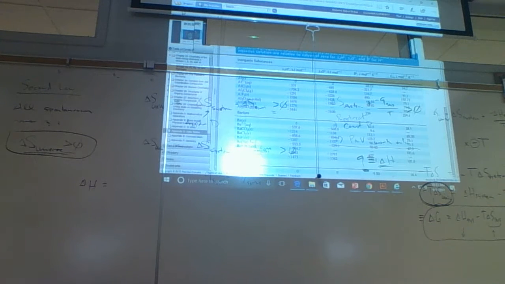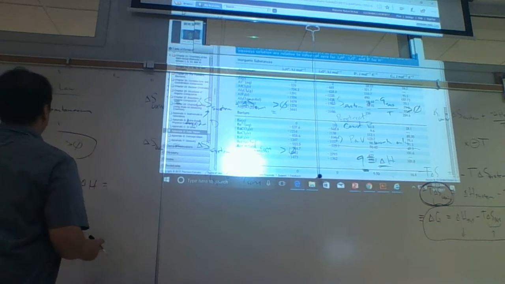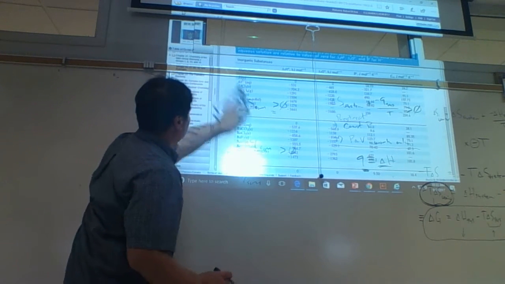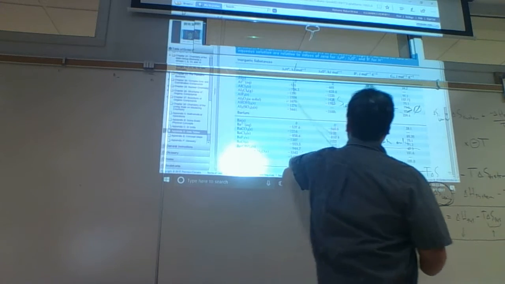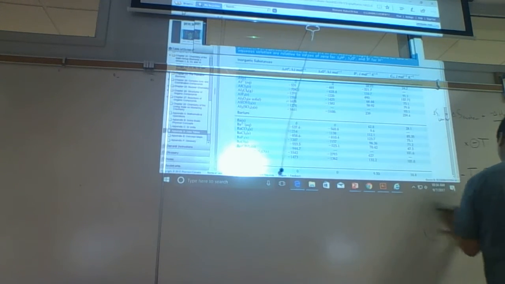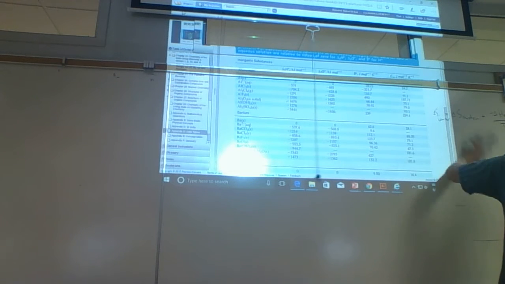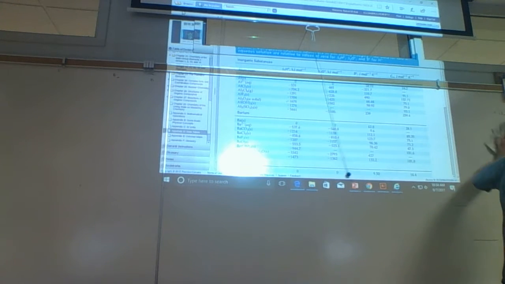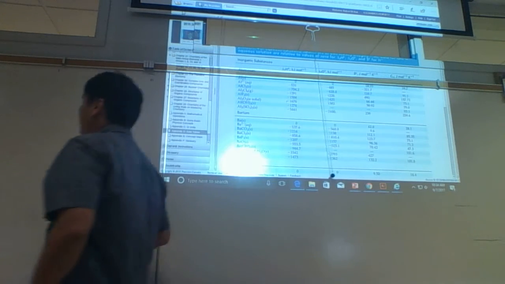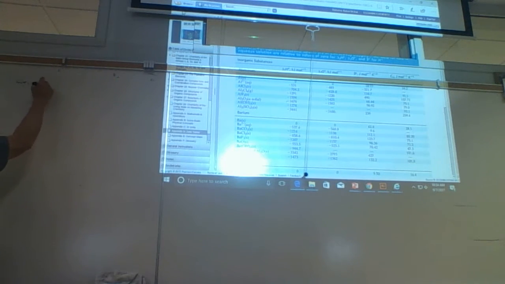And so, let's do some calculations here. One of the first calculations we'll do is just the combustion of methane.